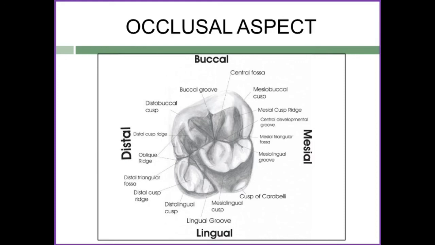Then the most important and unique feature of this tooth is the oblique ridge, which passes obliquely across its surface. It is formed by the union of the triangular ridge of the distobuccal cusp and the distal ridge of the mesiolingual cusp. There are also some developmental grooves: the central developmental groove, the buccal developmental groove, and the lingual developmental groove.